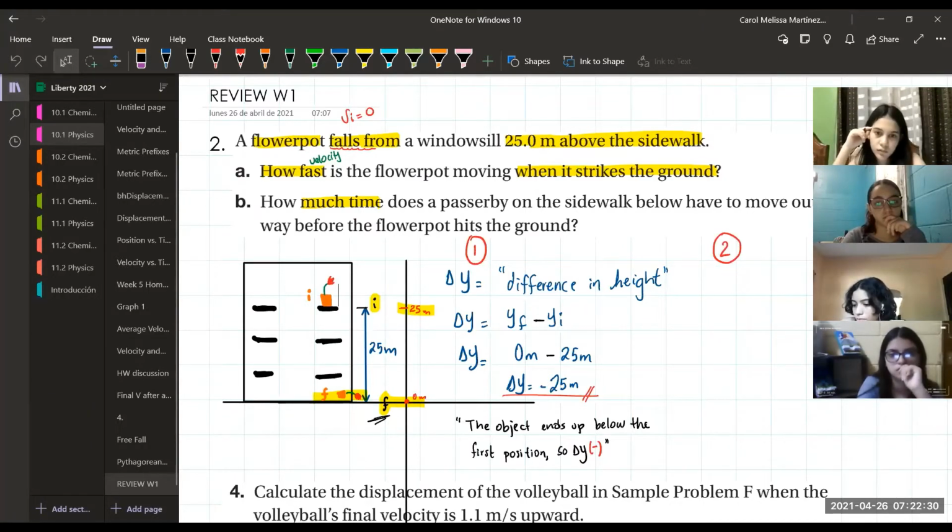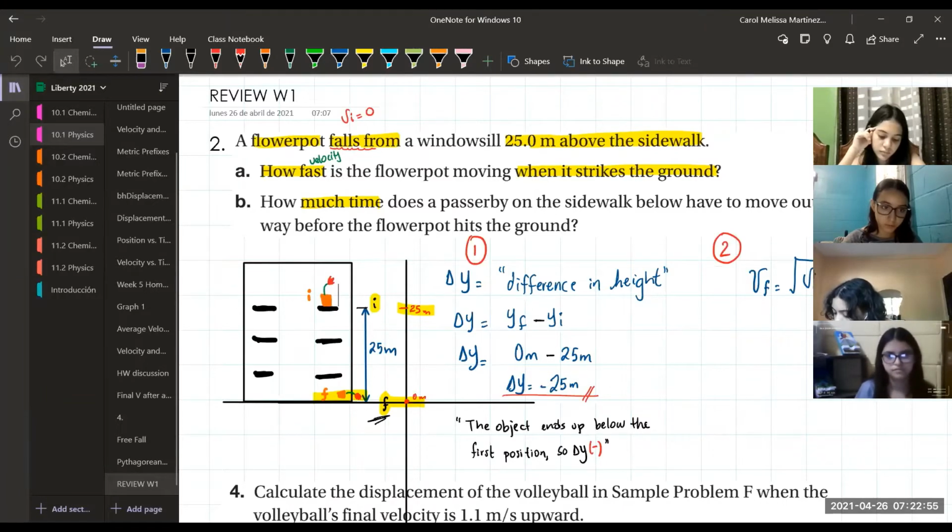Let's focus on the question, which says that I need to find the velocity. The formula that we have for final velocity is equal to the square root of initial velocity squared plus 2 times gravity times delta y.